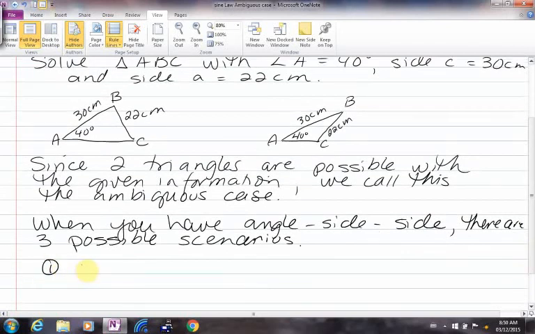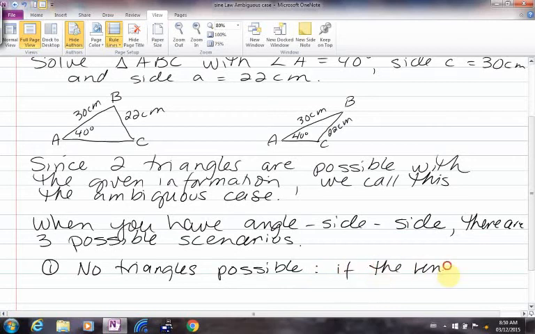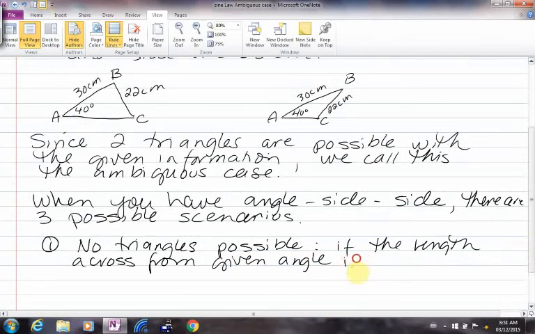Number one, no triangles possible. And this occurs if the length across from the given angle is shorter than the height of the triangle.